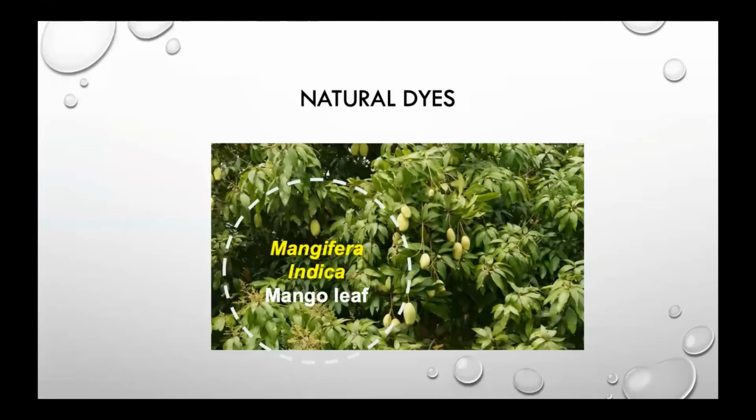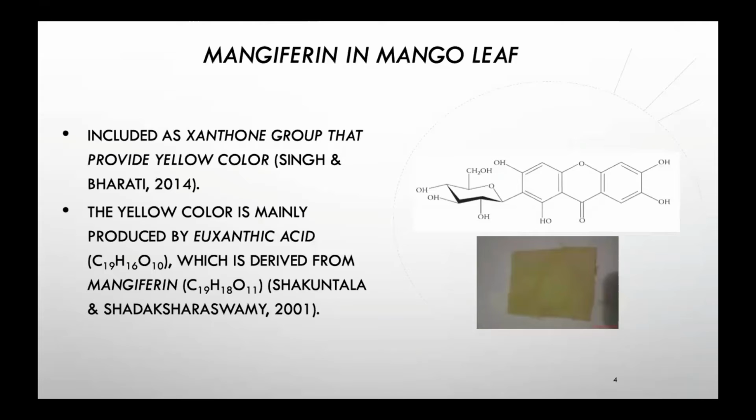And in this research, we choose mango leaf or Mangifera indica leaf as the source of yellow color. The source of dyes is currently used by our industrial partner in Central Java, Indonesia, where they produce batik fabric as their products. And then from the theoretical point of view, the yellow color in mango leaf comes from the chemical, namely mangiferin. Mangiferin is included as xanthone group that provide yellow color. The derivation of mangiferin is euxanthic acid that mainly produce yellow color from mango leaf.